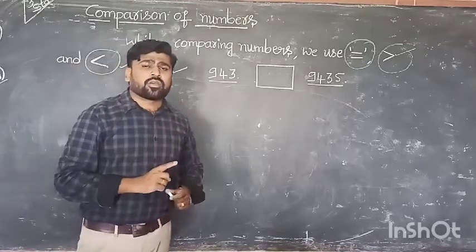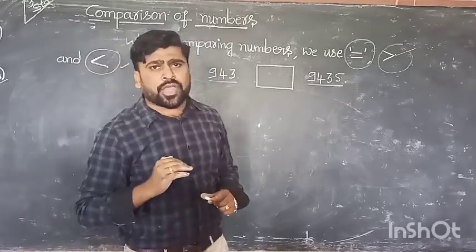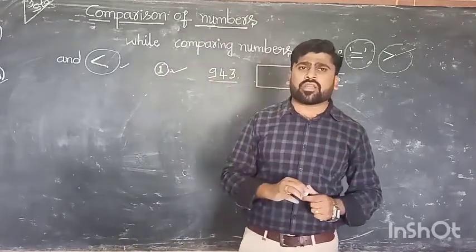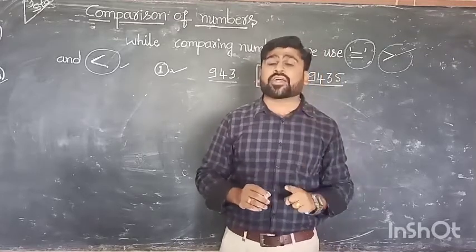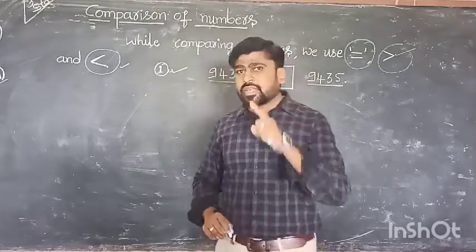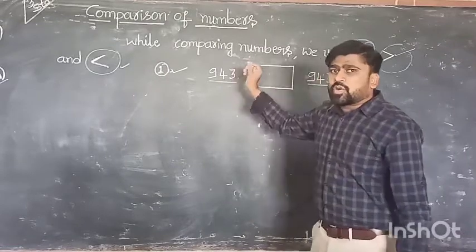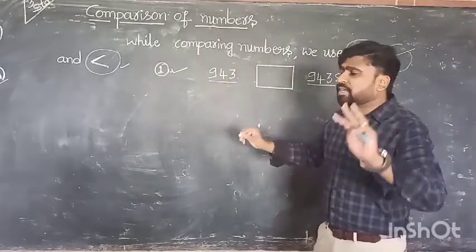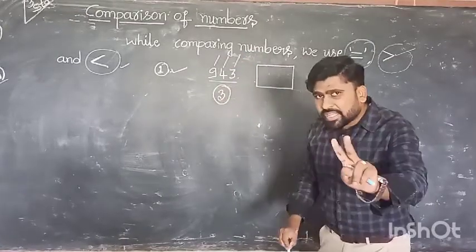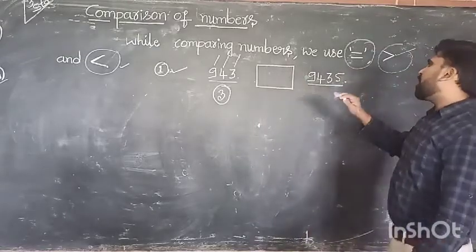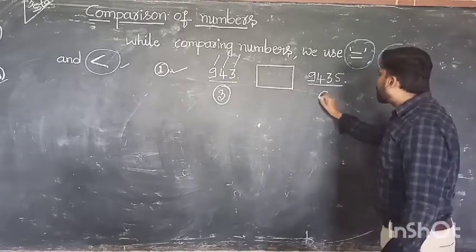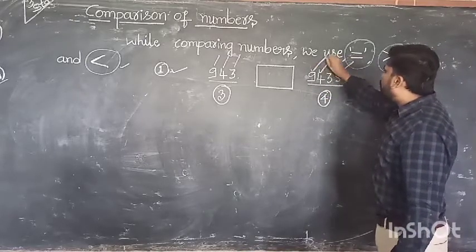Clear? First, I will give it step by step. You have to identify the big number and the small number. Regarding the identification, the first thing you have to check is the number of digits. Clear? Number of digits. See here, regarding the first number, the total number of digits is 3. 1, 2, 3. Now we come to the second number. The total number of digits is 4. Correct? 1, 2, 3, 4.